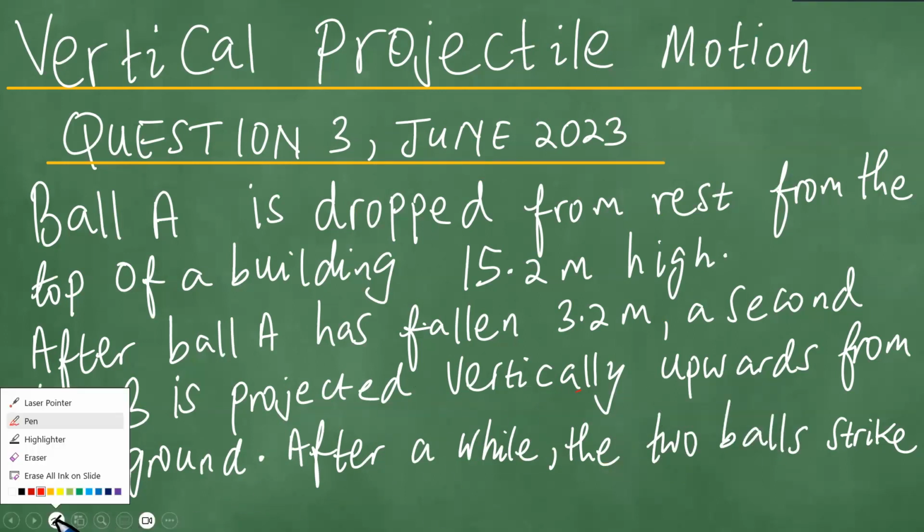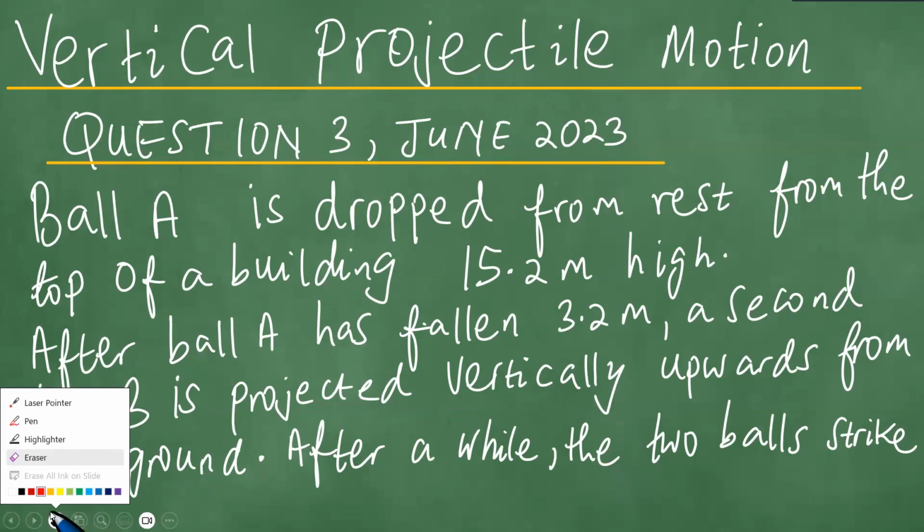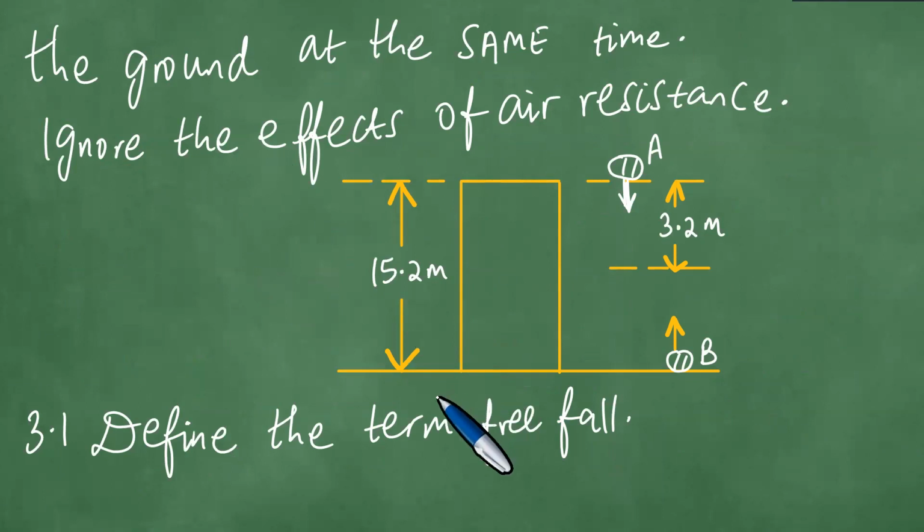When this is happening, something interesting occurs. These two balls are moving in different directions. A has fallen 3.2 meters, and a second ball B is projected vertically upwards from the ground. So one is going down by 3.2 meters, the height measured from the position of release, and B is thrown up. After a while, the two balls strike the ground at the same time.